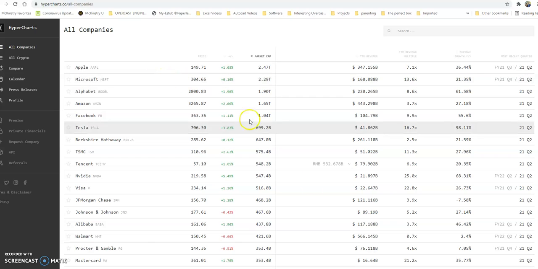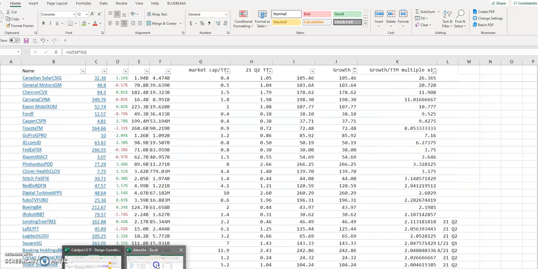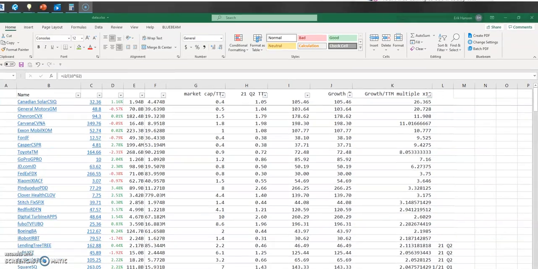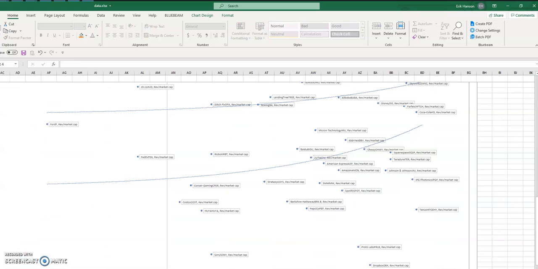So what I did was copy all this data, throw it into a spreadsheet, and that's what this is. To start off, I got all the data and charted it. On the x-axis is the revenue multiple, and on the y-axis is the revenue growth. We can see FedEx is up here. If I hover over it, the data tells me they have a 0.8 revenue multiple with 30% growth.